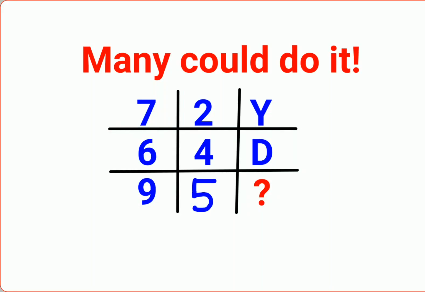So today we are going to solve a very nice aptitude question. Here they have given us 7, then we have 2 and then we have Y. Here we have 6, then we have 4, then we have D. And then here we have 9, here we have 5, and this is something which we need to figure out.